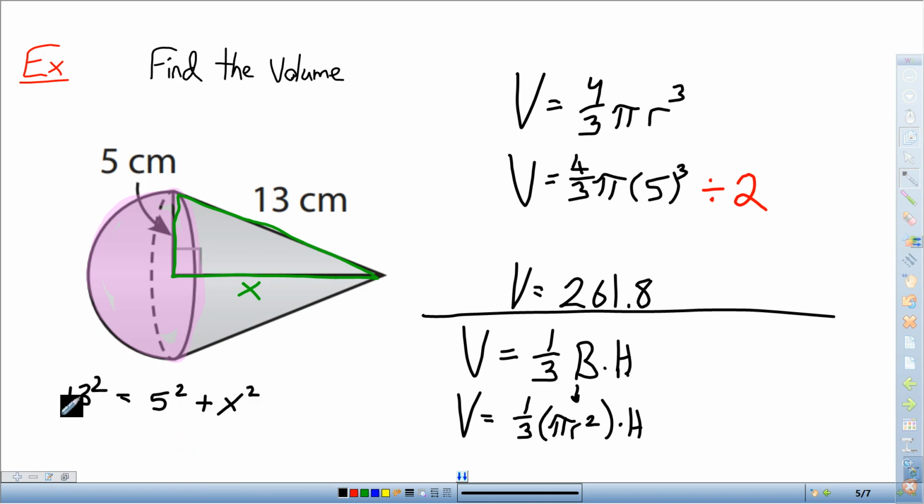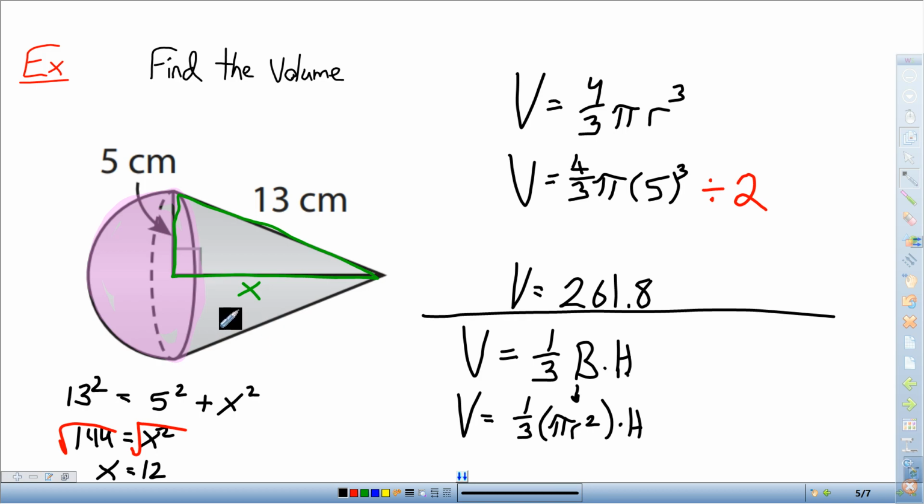In my calculator, I would probably just do 13 squared minus 5 squared. I'm skipping steps we normally wouldn't, but we can do that. 13 squared minus 5 squared gives me 144. That's what x squared equals. So the last thing to solve, take the square root of both sides, and I'm getting 12.